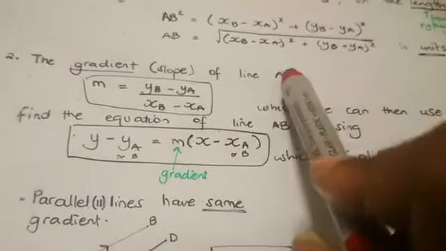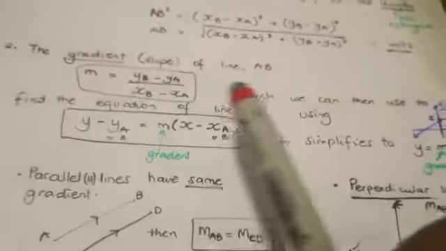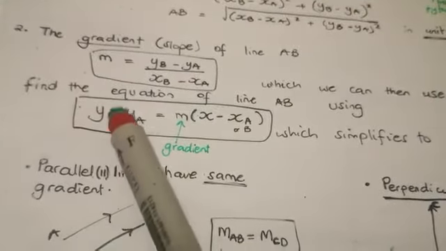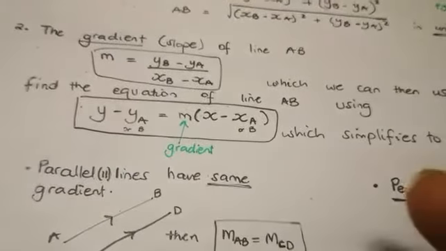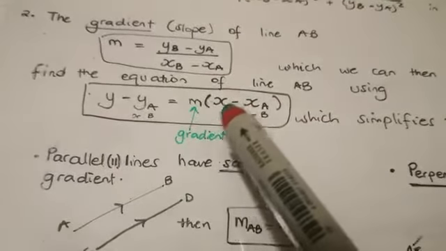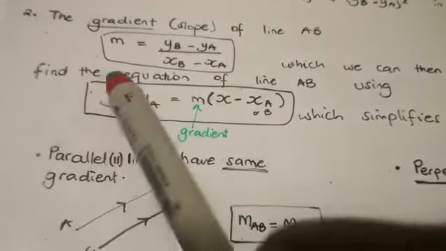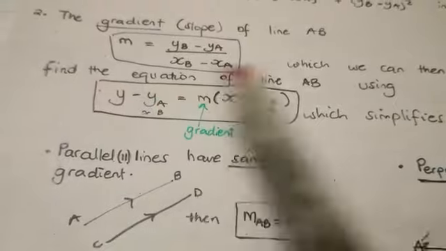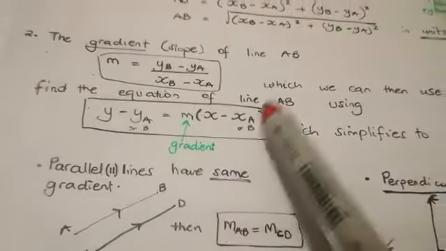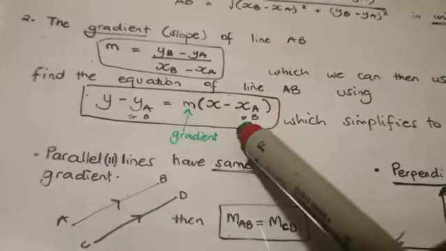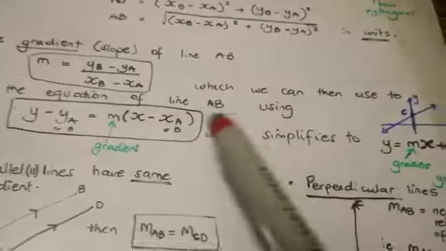The gradient is calculated like that, which we can then use to find the equation of the line AB. The equation of the line AB will be calculated using this equation: y minus yA equals m, the gradient, times x minus xA. Remember, this is just y and this is just x. And yA and xA are the values of the coordinate A, or if you choose to use coordinate B, then it will be the values of coordinate B. Then this will simplify, as you'll see when we do examples.